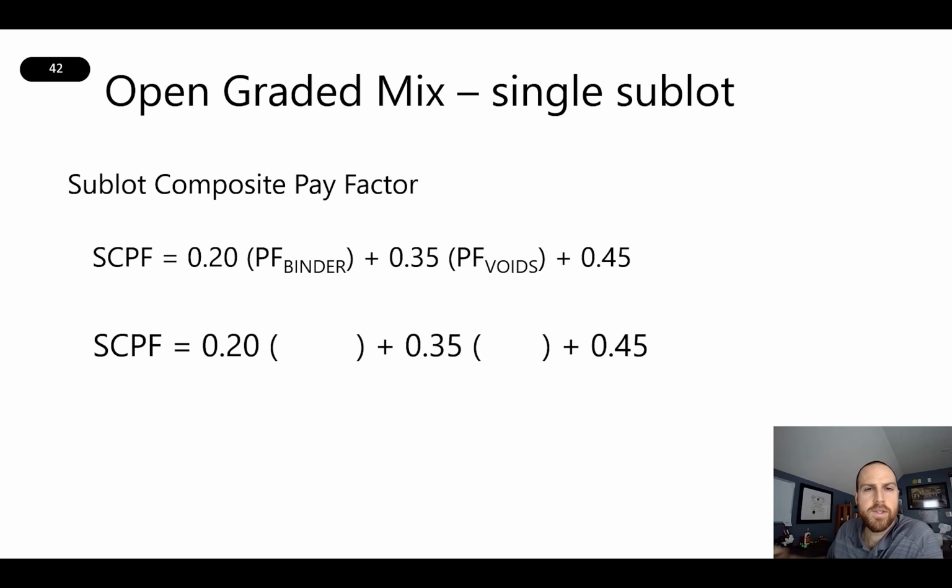We also have a mix called open graded mix, and it's similar to single sublot acceptance, only that the sublot composite pay factor equation is a little different because we pay on binder and air voids only. So don't worry about how it's calculated. It is in the specifications. But for example, let's pretend we had a binder pay factor of 1.04 and an air void pay factor of 1. You simply do the equation and get a sublot composite pay factor of 1.008, which rounds to 1.01.